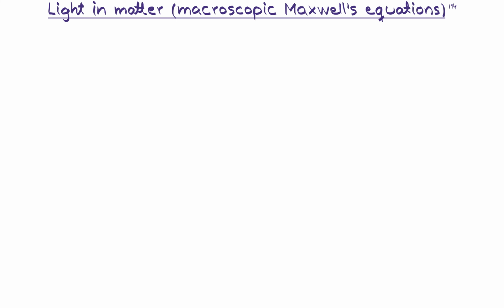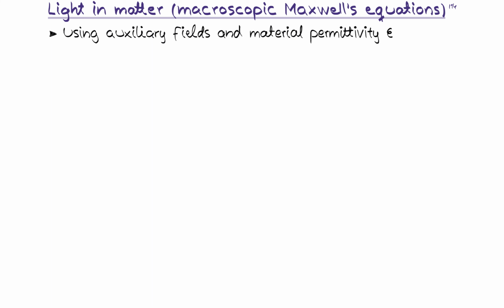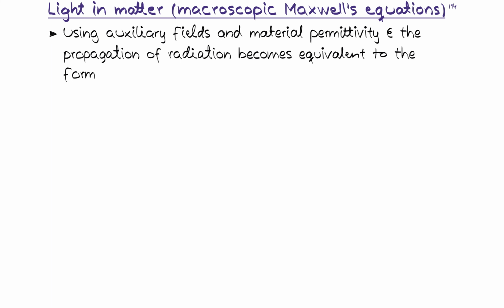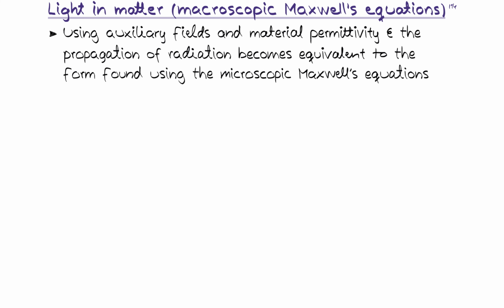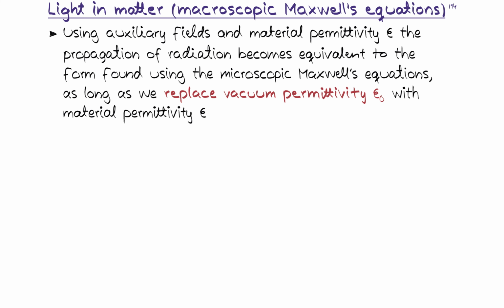Now, what we have is that we can use the helping fields, the auxiliary fields, and the material permittivity epsilon, and we can now describe propagation of electromagnetic radiation. And the nice thing about using this way of fields and their definitions is that the propagation is basically the same as we would have found already using the microscopic Maxwell's equations. The propagation and the properties are exactly the same as long as we just replace the vacuum permittivity epsilon naught with the material permittivity epsilon.